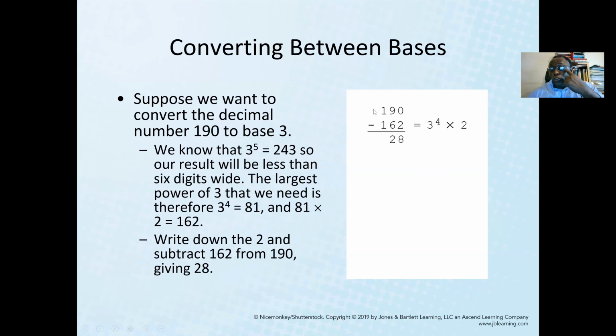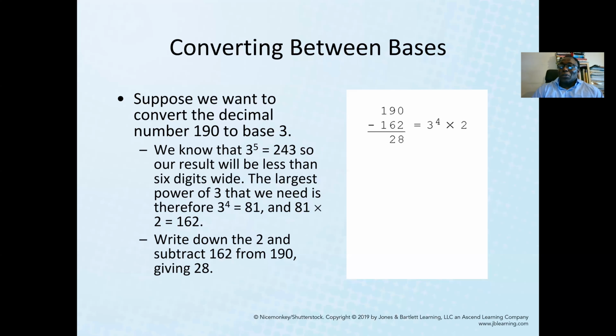But let's go through the subtraction here. 3 to the power 4 will give me 162. I can't use 3 to the power 5 because it will give me 243, which is too big compared to 190. So I'll use the nearest one, which is 3 to the power 4, giving me 162. The method here is the subtraction method. I subtract 162 from 190, I get 28.